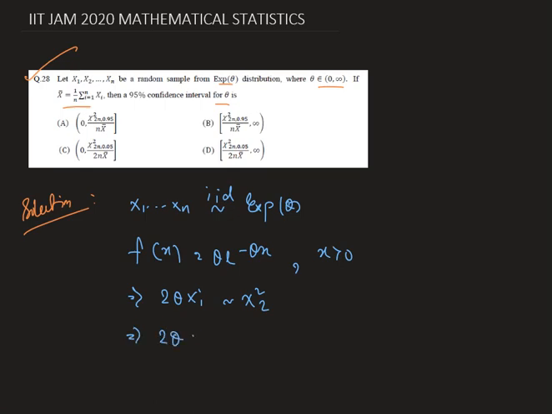Therefore, we can write 2 theta sum over xi is chi square 2n, or we can write 2 theta n x bar is chi square 2n.